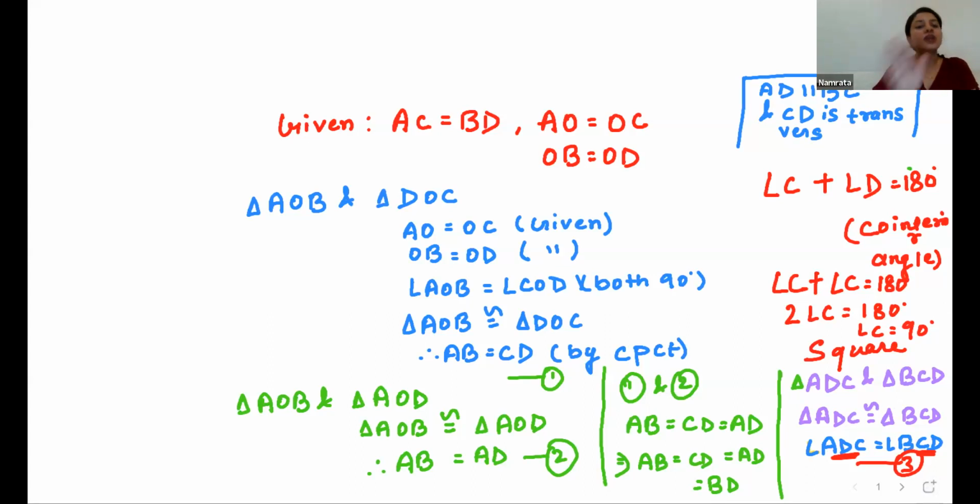This was the whole explanation for question number 5 from the exercise. Let's move to the next question.